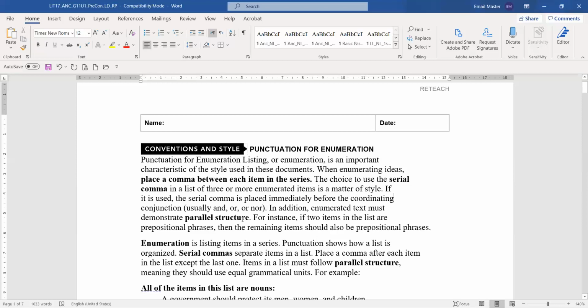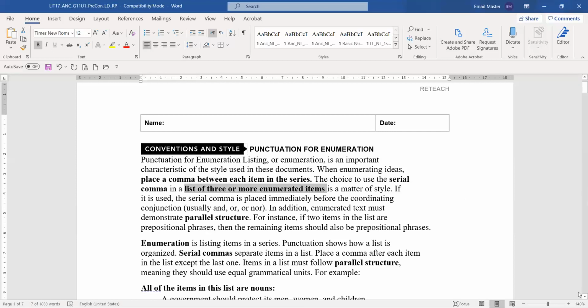What is parallel structure? If you have a list of 3 or more enumerated items, then it has to be all adjectives, all verbs, or all nouns. This is what parallel structure means. It has to have the same grammar structure. For instance, if 2 items in the list are prepositional phrases, then the remaining items in the list should also be prepositional phrases. You cannot mix prepositions, verbs, and adjectives in that listing order.